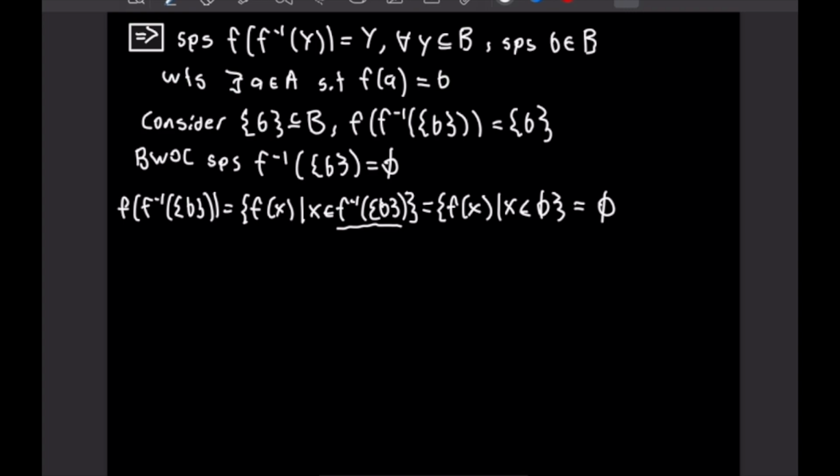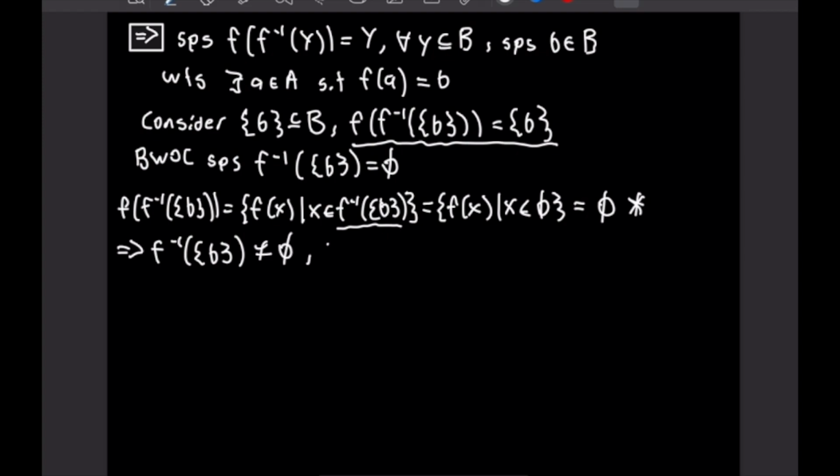But that's a contradiction, as we know from our original assumption that the image of the pre-image of our singleton {b} must be equal to {b}. So we've arrived at a contradiction. So that means that the pre-image of our singleton {b} is non-empty.